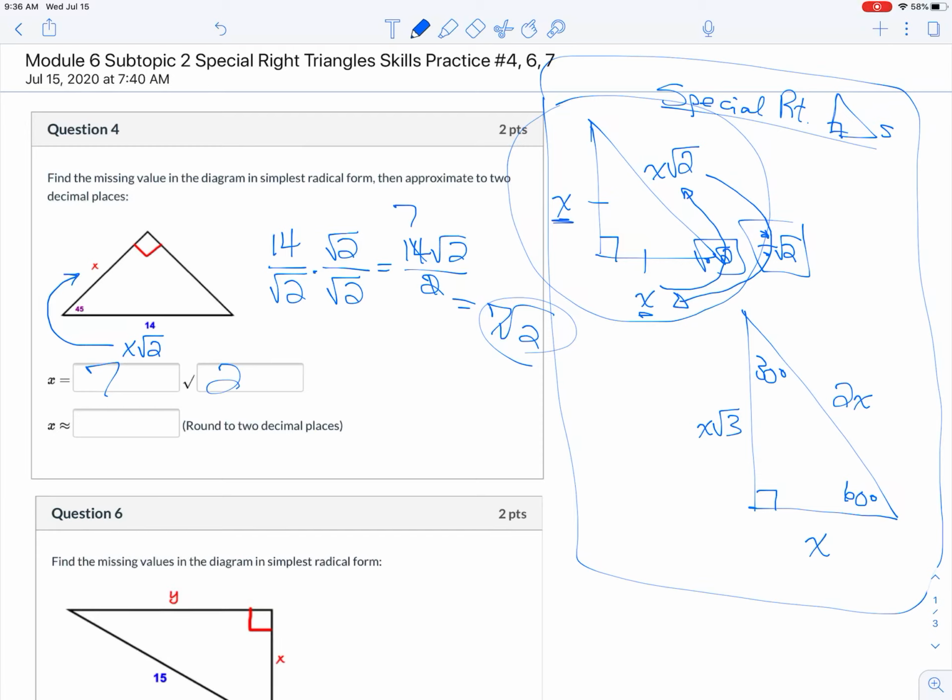And I believe that is 9.9, it's bigger than 7. 7 square root of 2, 9.899, to 2 decimal places. 9.899 will become 9.90.